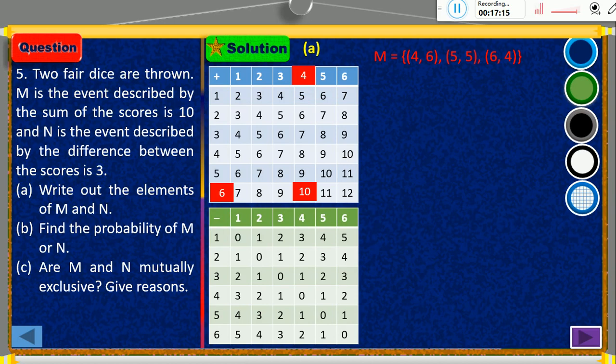10 is obtained when the first die shows 4, the second die shows 6. That gives us 4, 6. 10 is also obtained when the first die is 5, the second is 5. That gives us 5 and 5. We can also get 10 if the first die is showing 6 and the second one is showing 4. That gives us 6, 4.